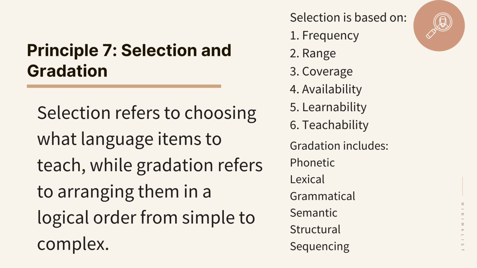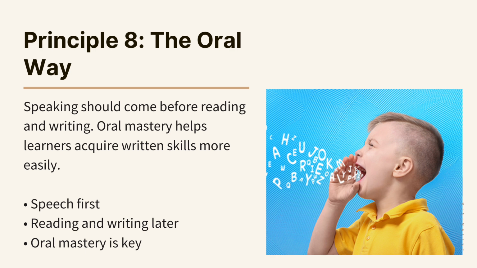The seventh principle focuses on selection and gradation. Language items must be carefully chosen based on frequency, range, coverage, availability, learnability, and teachability, then arranged from simple to complex. The eighth principle emphasizes the oral way. Speaking should come before reading and writing, as oral mastery makes learning written forms easier.